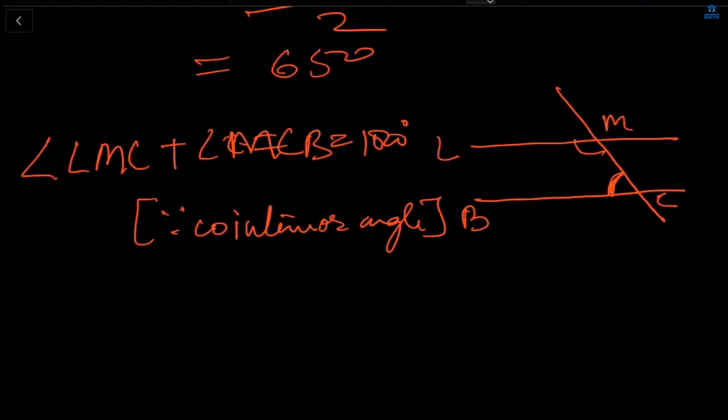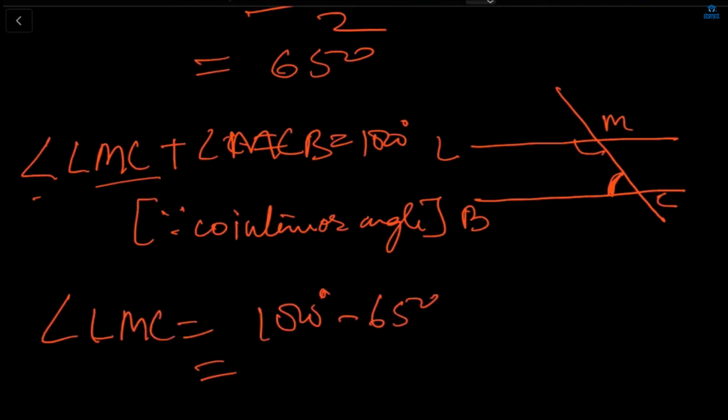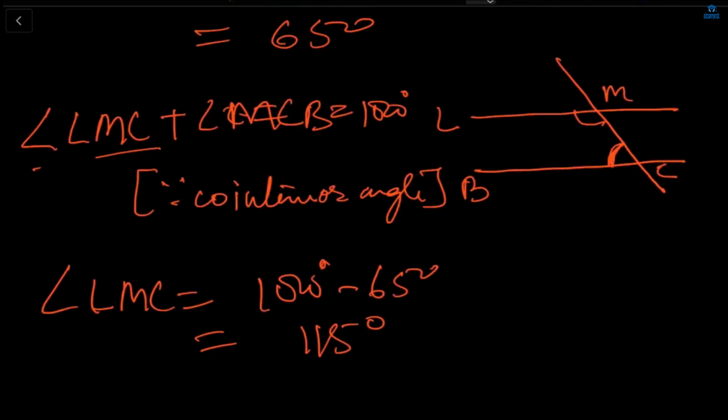This is given to you as we have taken out as 65. So angle LMC will be equal to 180 degrees minus 65. So that will be equal to what? 115. Yes, 115 degrees.